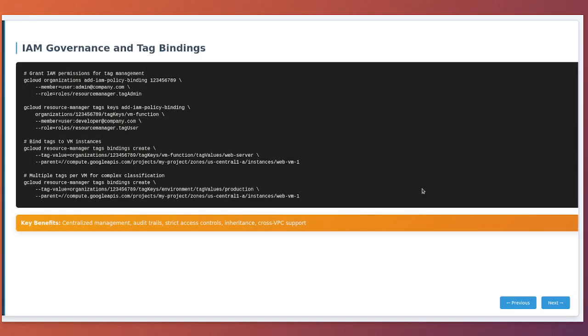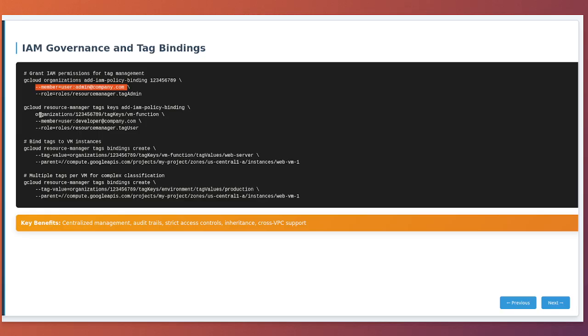IAM governance and tag binding commands. The first command, gcloud organizations add-iam-policy-binding, grants the tag admin role to admin@company.com at the organization level. This allows them to create and manage all tag keys and values for the entire organization.